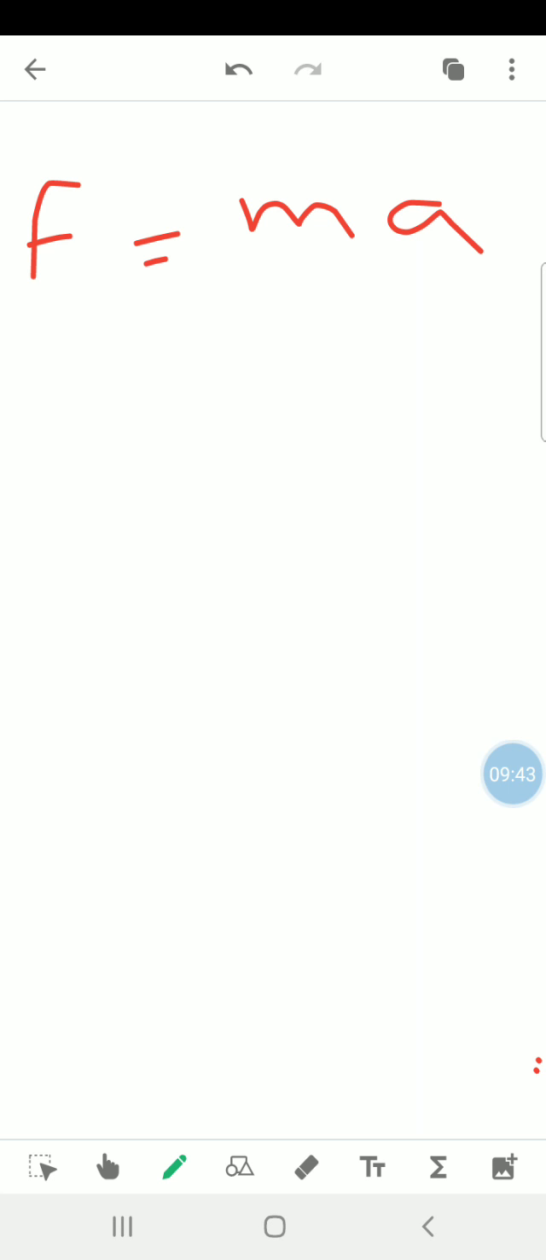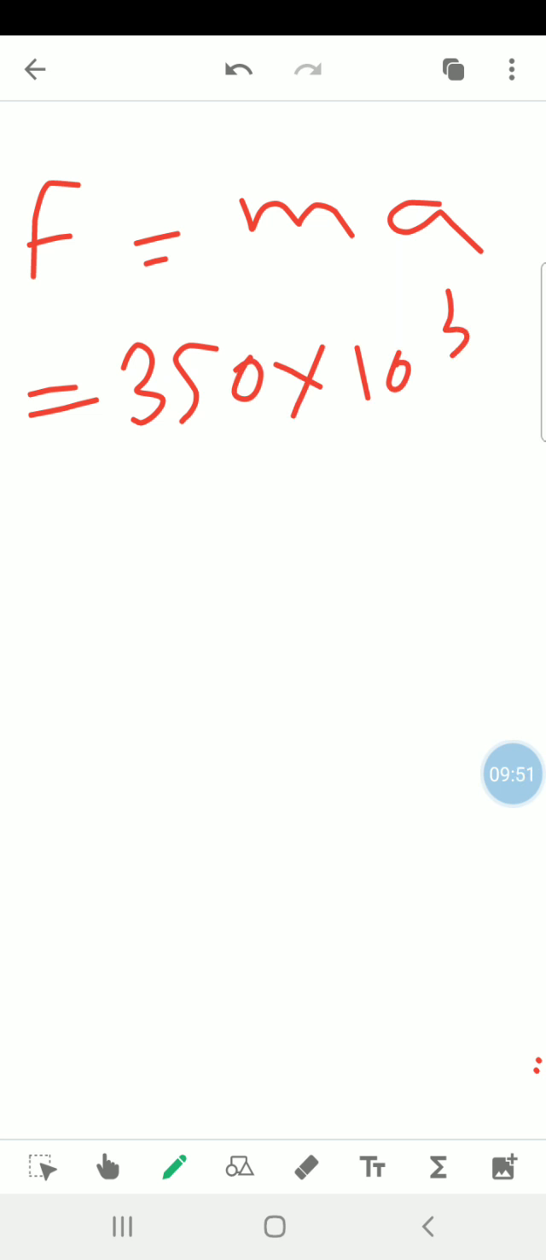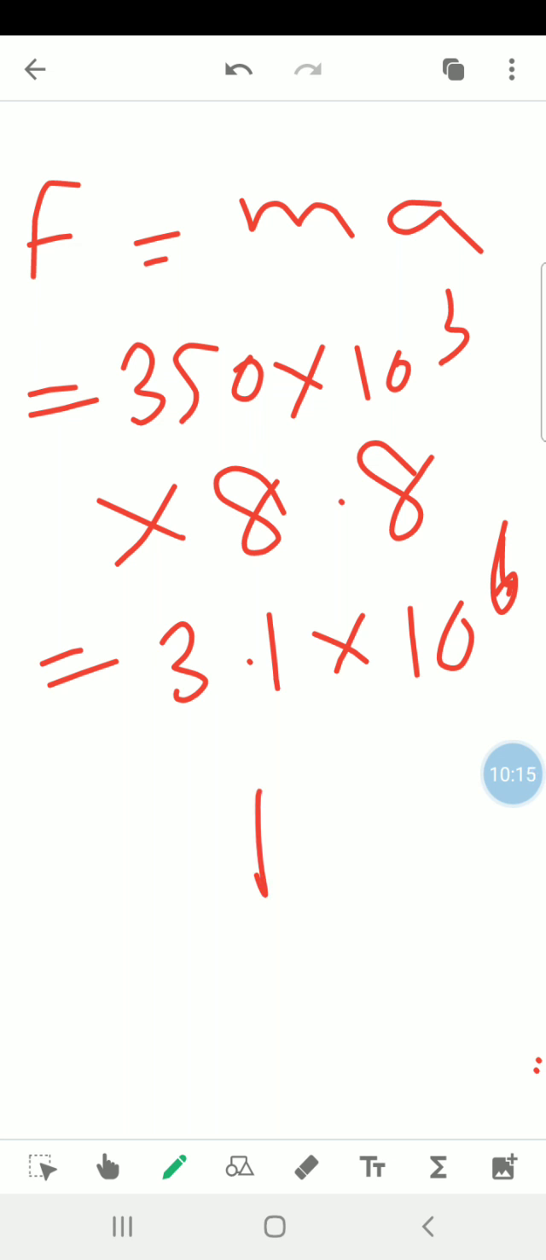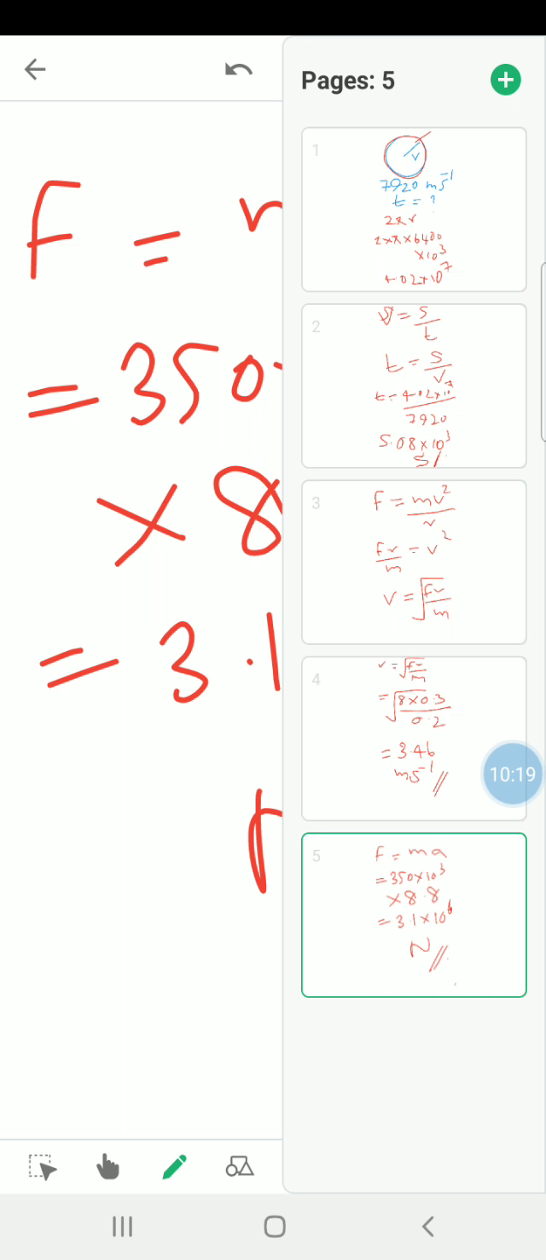Mass is 350 tons. So you multiply that by 10 to the power 3 to make it into kilograms. I write it down: 350 into 10 to the power 3 into 8.8. When you use the calculator, you will get the answer to be 3.1 into 10 to the power 6 newtons. 3.1 into 10 to the power 6, and because this is a force, you are going to get the units in newtons. I hope you understood that. Let's go to the next part.